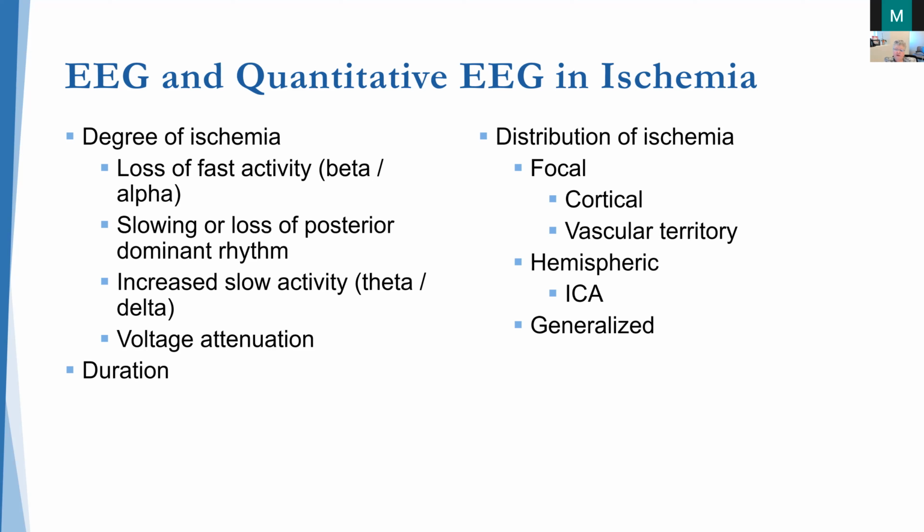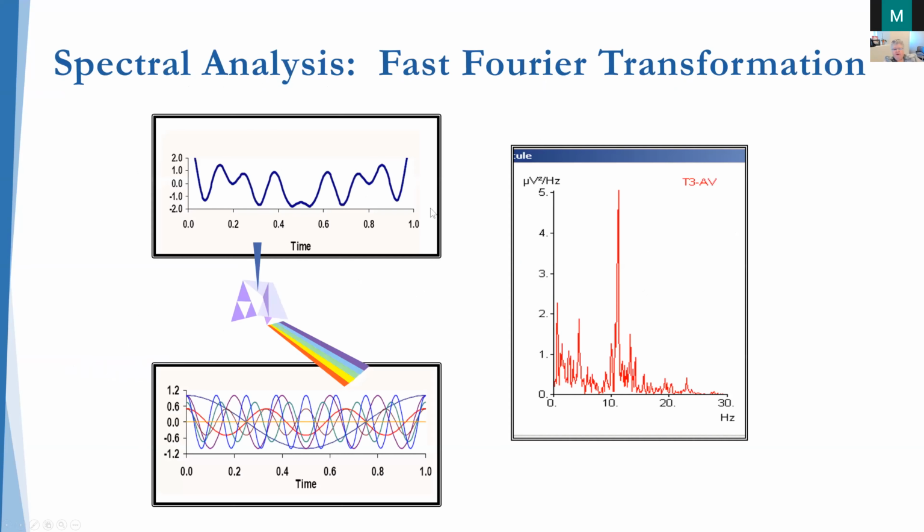With large ischemic lesions, for example, with occlusion of the internal carotid artery, we may see hemispheric changes on the EEG. And with global decreased blood flow, we may see generalized changes. But I'm going to be talking today mostly about focal ischemia.